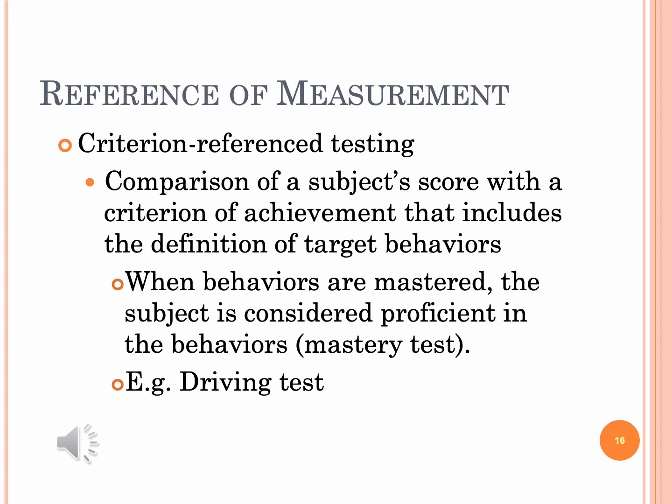We also get criterion reference testing, where we compare a participant's score with a criteria of achievement that includes the definition of target behaviors. When behaviors are mastered, the subject is considered proficient in this behavior, so it's a mastery test. One example is a driving test. So there's a specific score that must be achieved on that test, and that score then indicates that the person is now competent in that test.